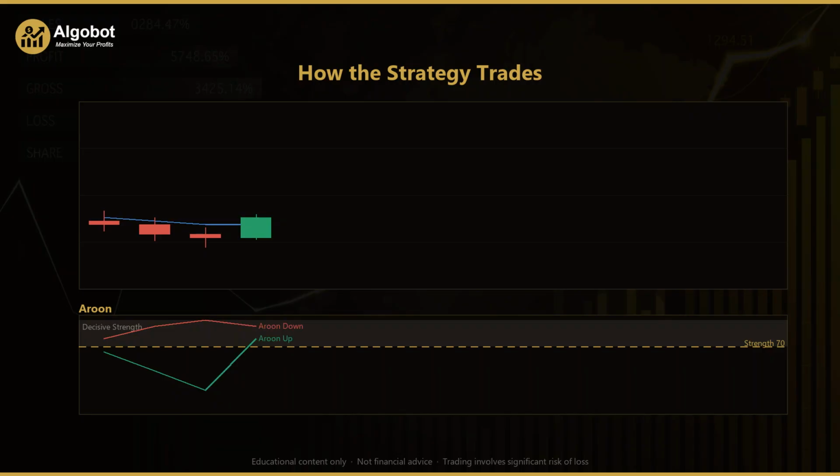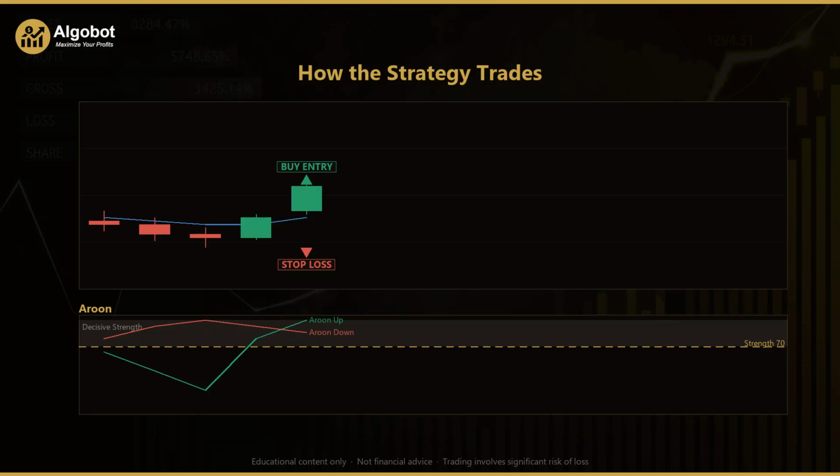We begin on the left, where price is drifting gently lower into a shallow base. Because the market keeps touching fresh lows here, the red Aroon Down line is riding high near the top of its panel, while the green Aroon Up line sits low. The strategy simply watches. There's no crossover and no reason to act.